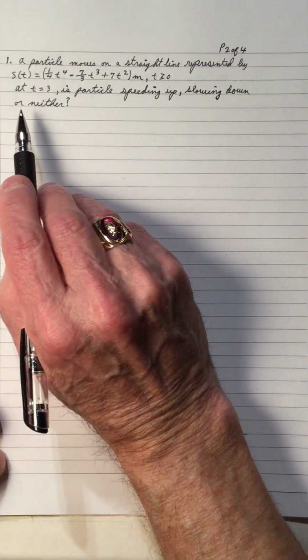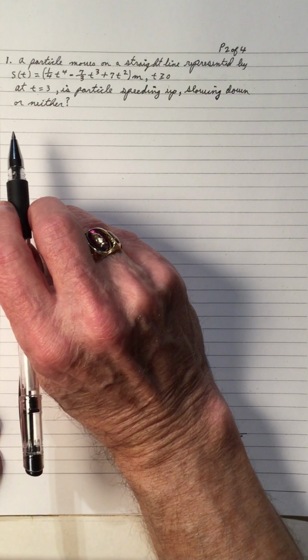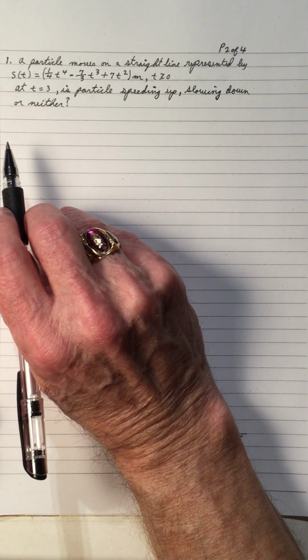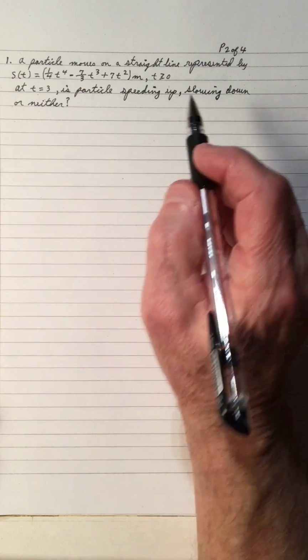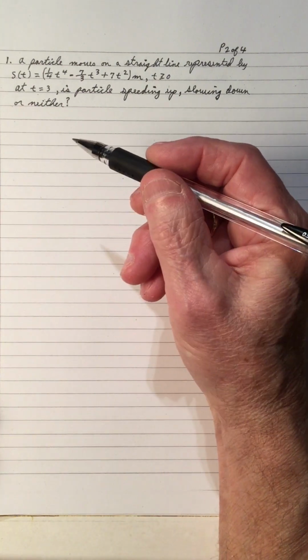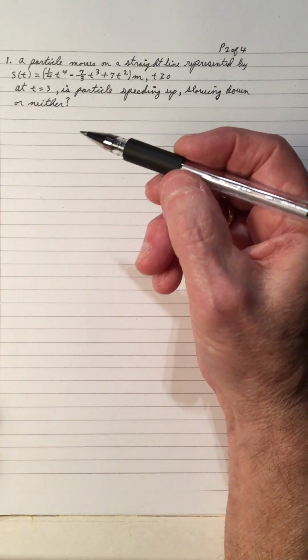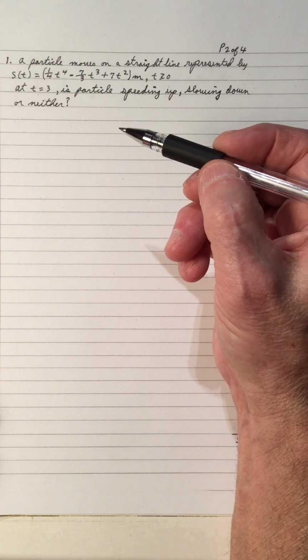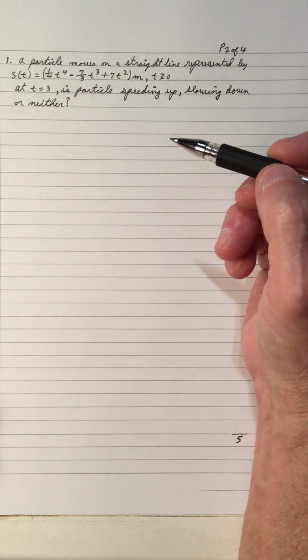So to answer this question, we need to look at the velocity and the acceleration. If the velocity and acceleration have the same sign, if they're both pluses or both negatives, then the particle is speeding up. If one is plus and one is minus, then it's slowing down.